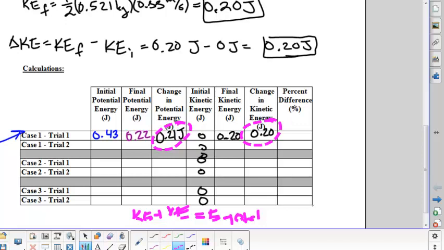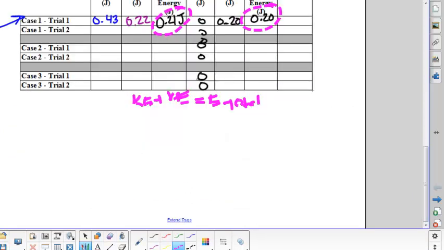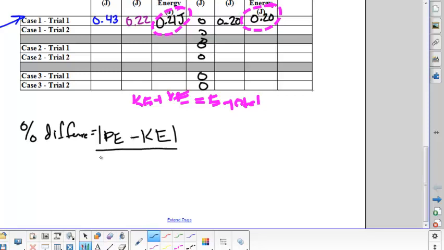So now we're going to use our percent difference equation. In order to do that, I'm going to need some more room. I'm going to come down here and get some more room, and we're going to do this last one, which is percent difference. Now you already have this equation. It's on the back of your sheet, so I'm going to look at this as we go. It's going to be the absolute value of PE minus KE, divided by the absolute value of PE plus KE, times 100, because it's a percent. Okay, so let's go ahead and do it.